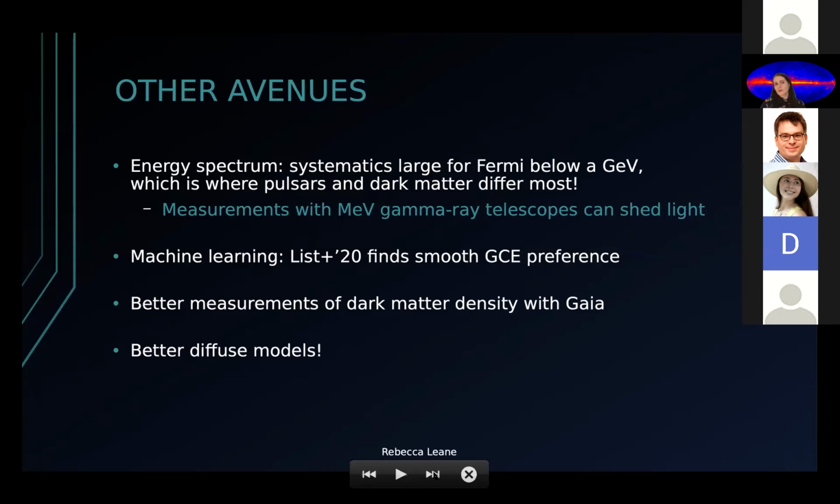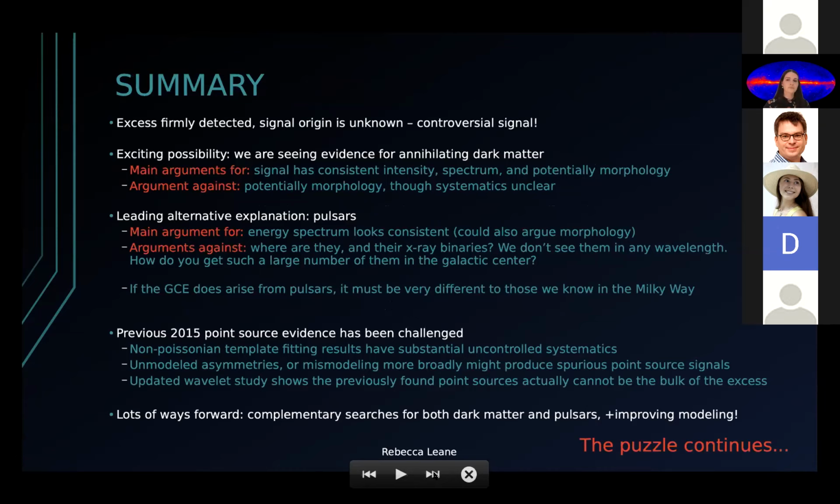We could also have better measurements of the dark matter density. We have a lot of uncertainties from this, but Gaia should be able to do this. And I think really importantly, we need better diffuse models, just because everything we have at the moment is really not so good. Okay, so just to summarize, the excess is firmly detected.